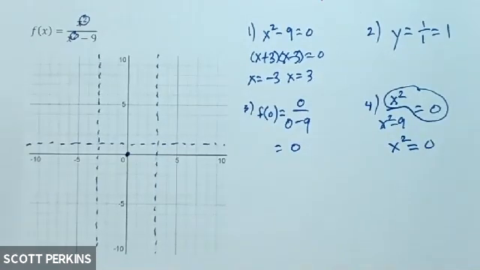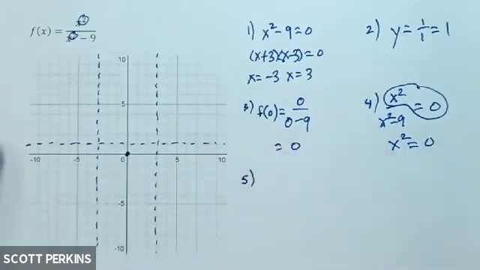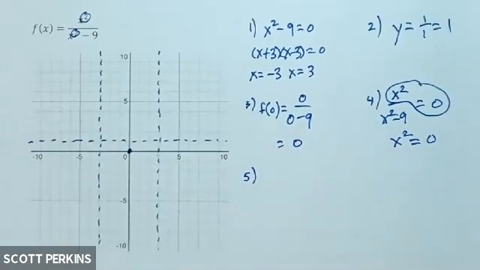So one more thing I want you to do, and then we will plug in a few points together. The 5th thing I would like you to determine for me: does this cross my horizontal asymptote? Does this graph go through that line y equals 1?